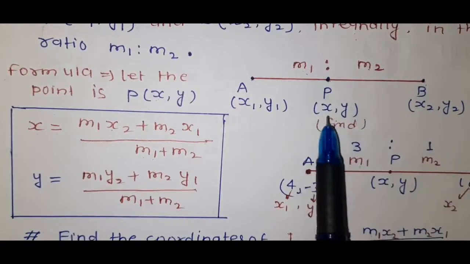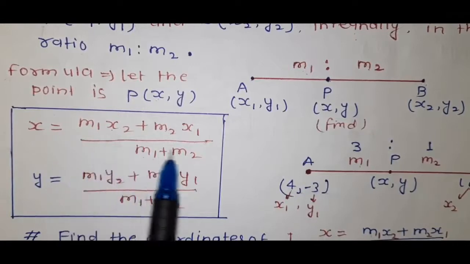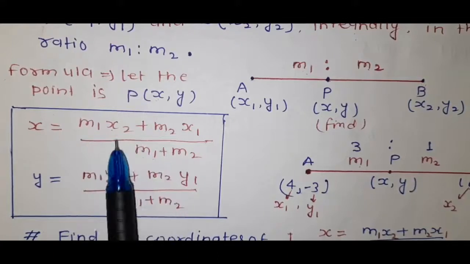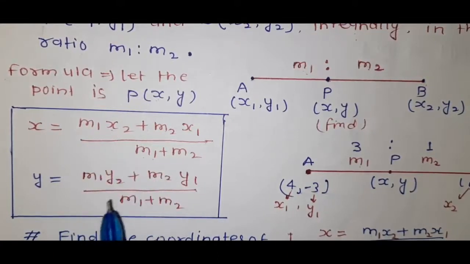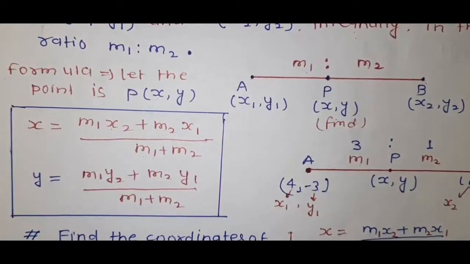Individually, the value of X we find by using the formula M1 X2 plus M2 X1 by M1 plus M2, and the value of Y can be found on the same pattern, by replacing X with Y. So the formula changes to M1 Y2 plus M2 Y1 upon M1 plus M2. I will also tell you how you can easily learn this formula. The formula is in front of all of you. Okay, let us solve some questions.